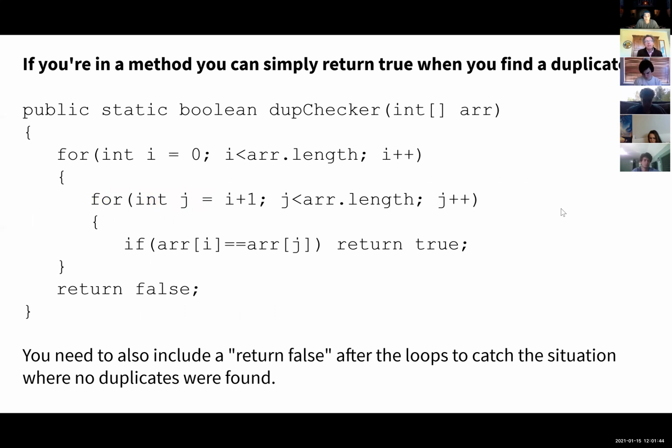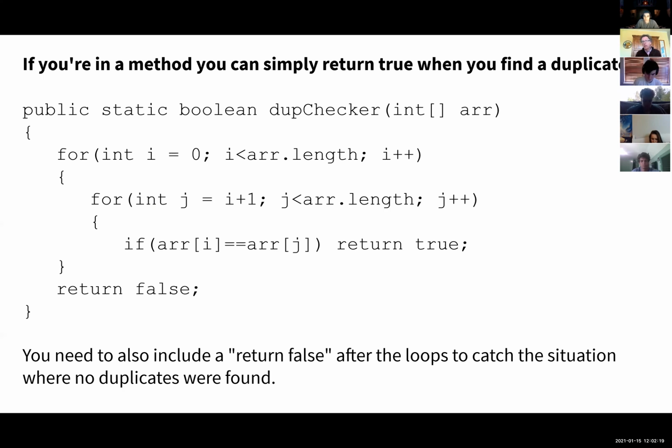If you're in a method, there's a different way. Sometimes you're asked to check for duplicates in a method, and I want you to see this. Here's a method I wrote. This method is called dupe checker, and it receives an integer array, and it has the same two for loops. We've got one that goes from 0 all the way to the end, and the second one starts, the J loop is always one more than the I, goes all the way to the end. And if it finds a dupe, it just says return true.